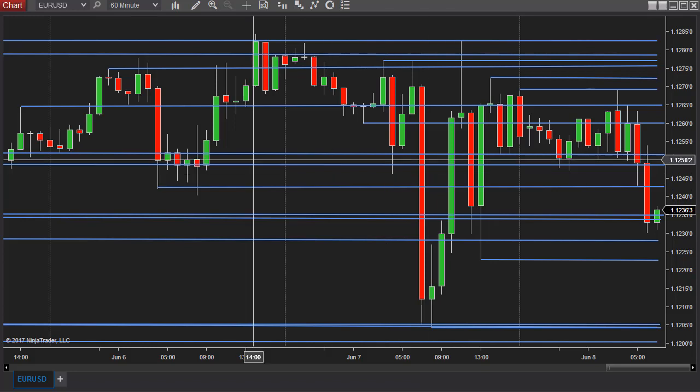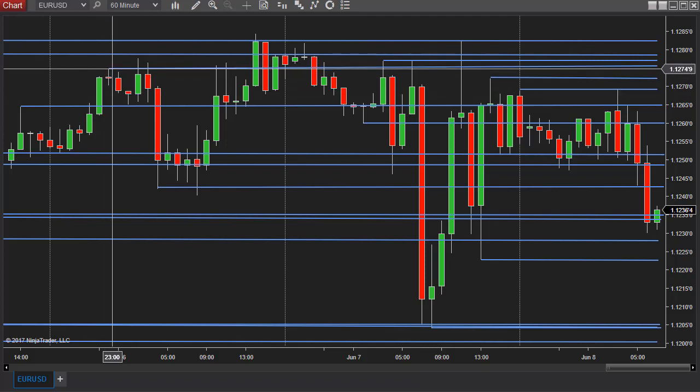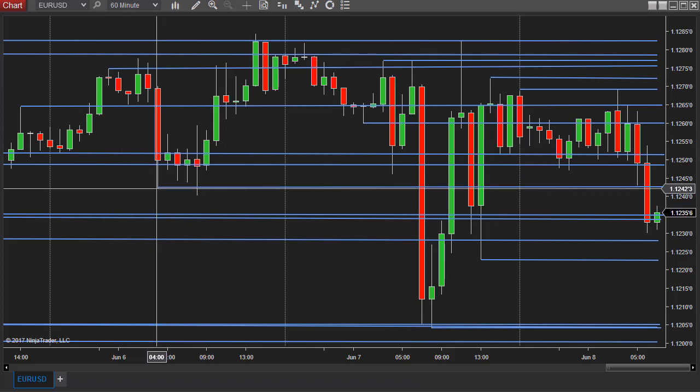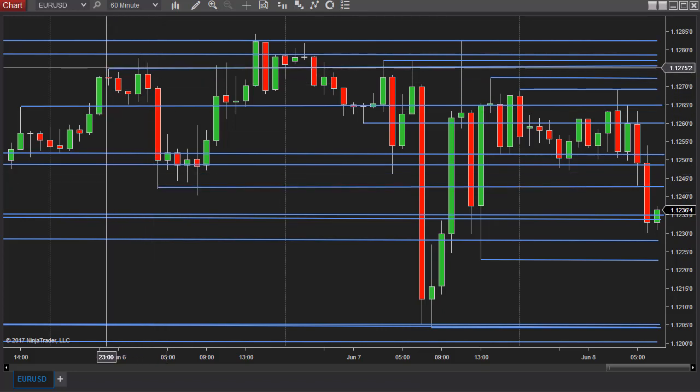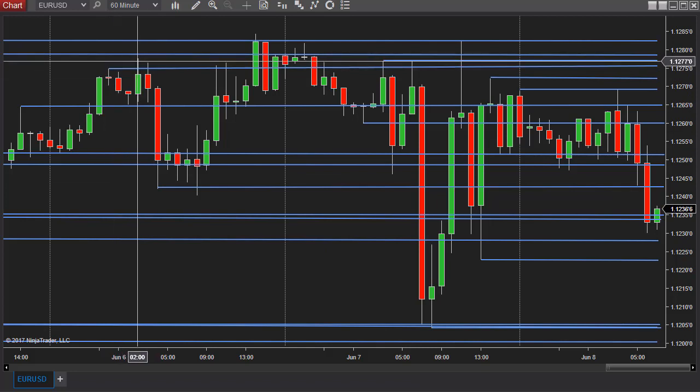So anytime you have a price bar that makes a high, then you're going to have resistance there. Anytime it makes a low, then you're going to have support. If price breaks through the support, that then becomes resistance. So as you can see, I've already marked the highs with these blue lines.